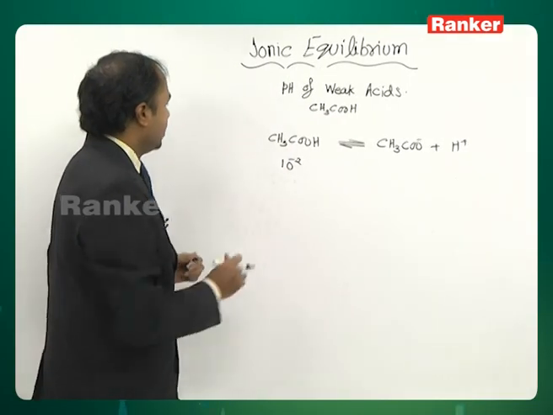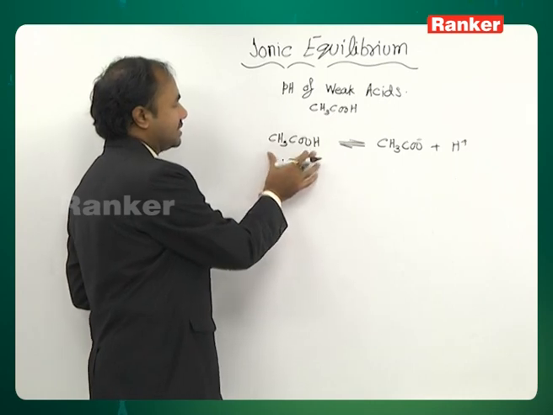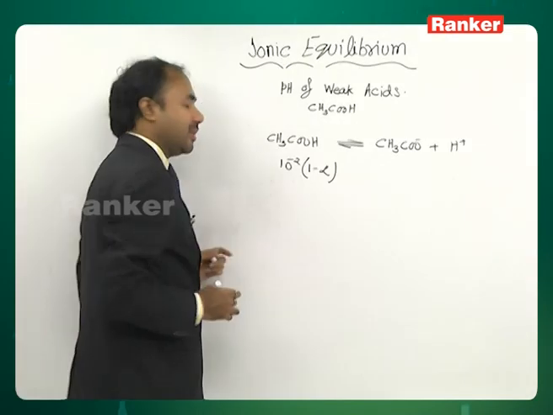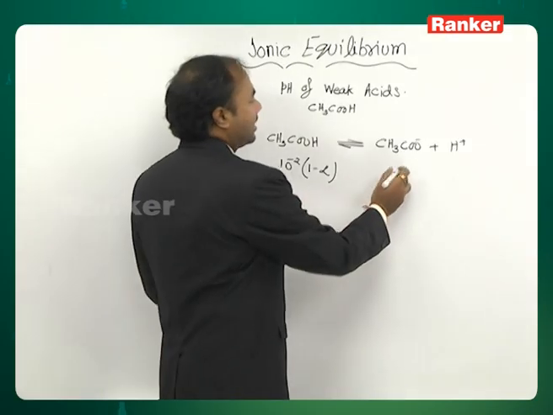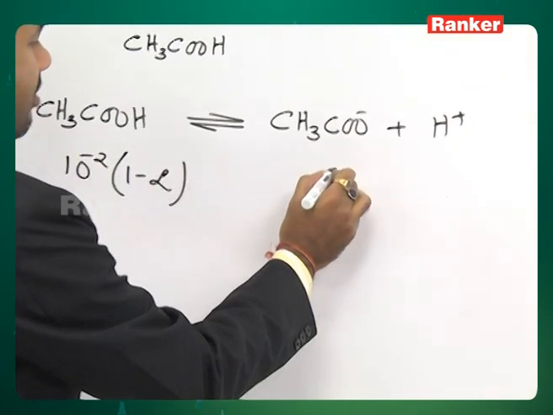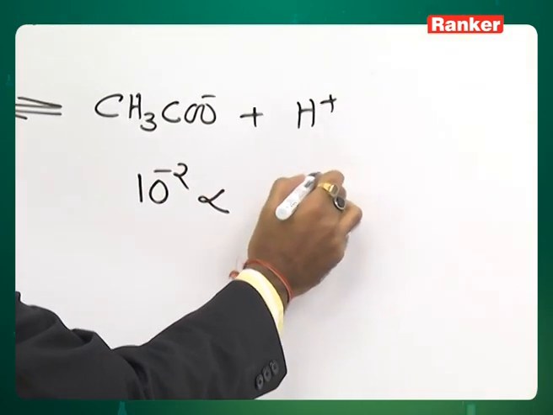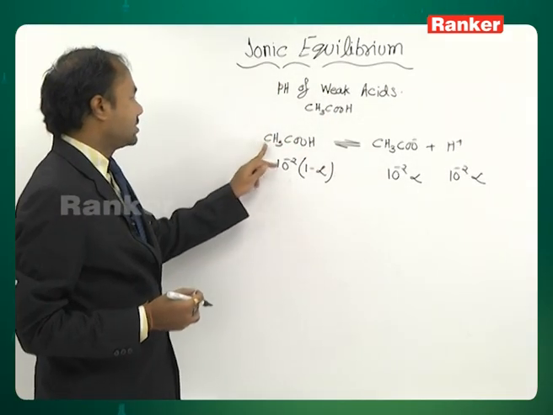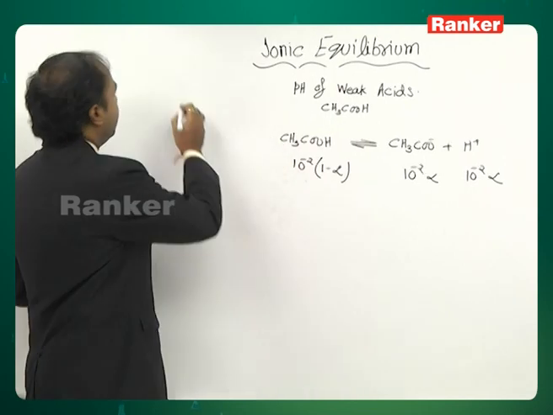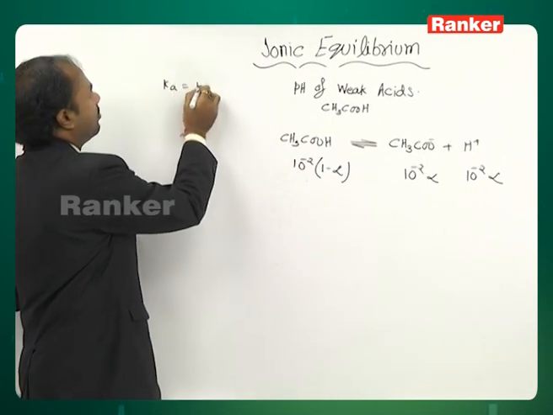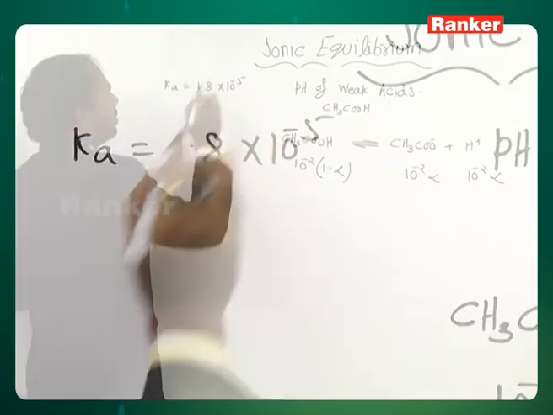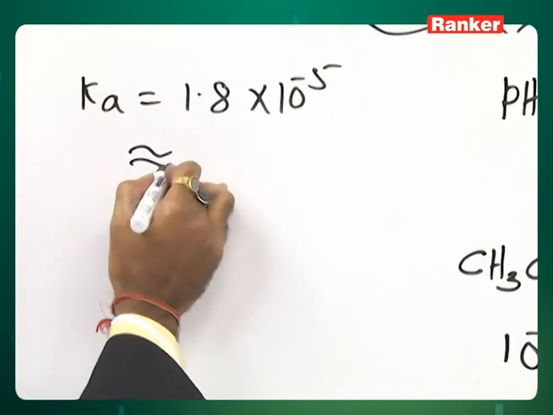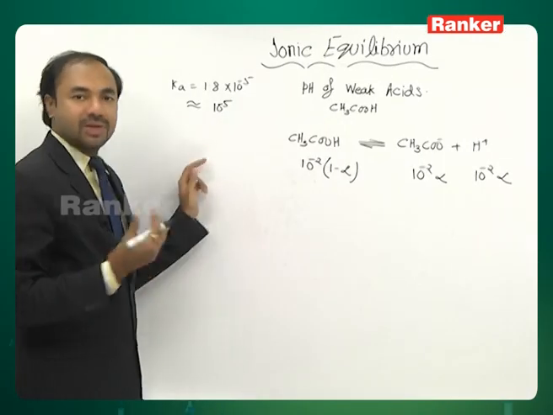See now. If the concentration of acetic acid is 10 to the minus 2, we assume its degree of dissociation is alpha. So it becomes 1 minus alpha. Now we get the concentration of acetate ions as 10 to the power minus 2 alpha. This also we get as 10 to the power minus 2 alpha. The equilibrium constant for dissociation of acetic acid, Ka, is 1.8 times 10 to the power minus 5. For simplicity, we are assuming it to be 10 to the power minus 5, an approximation we are using here.